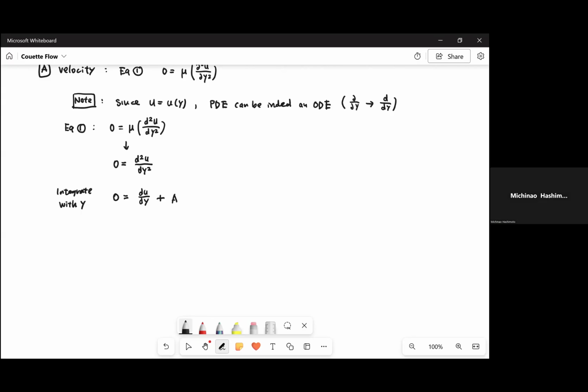Let's do it once again. After the second integration, it's going to be u equals a y plus b. Okay, this is the second integration. Integrate with y again. So we did integrate twice, and here a and b are the integration constants.